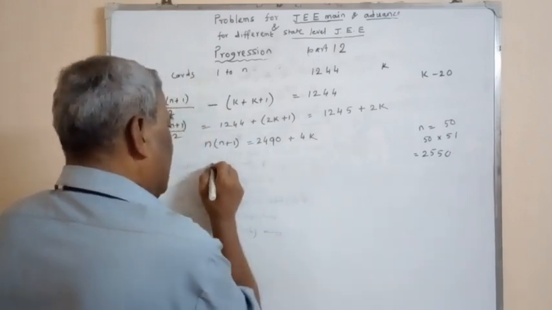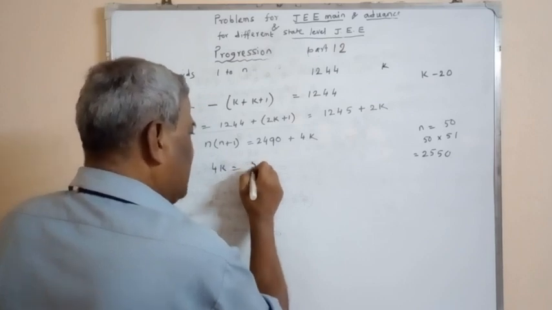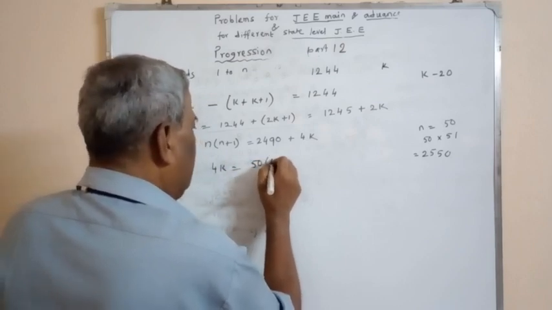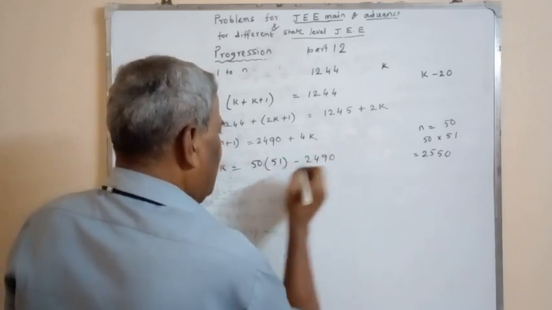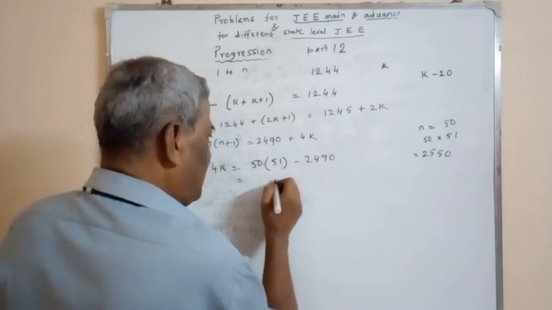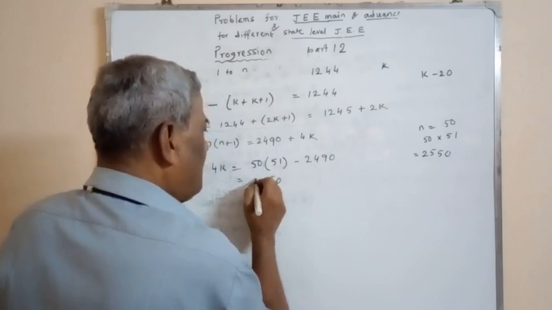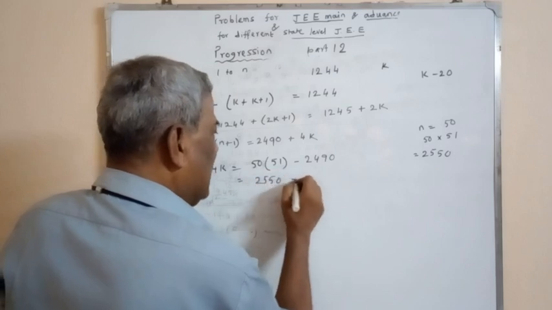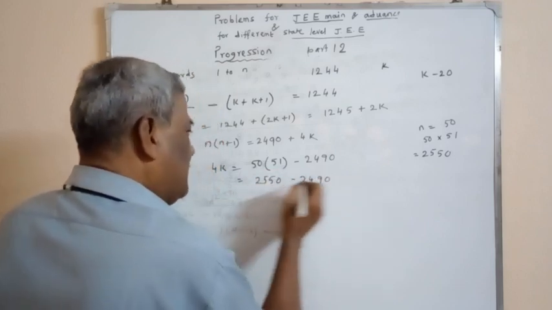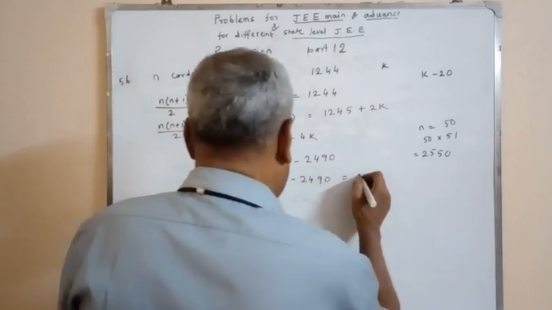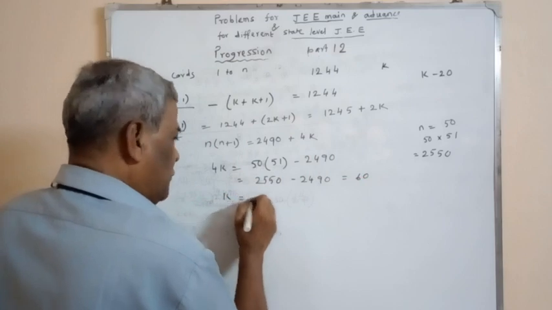In that case, 4k will be equal to n, that is 50 into 51 minus 2490. It is equal to 60, so that k is equal to 15.